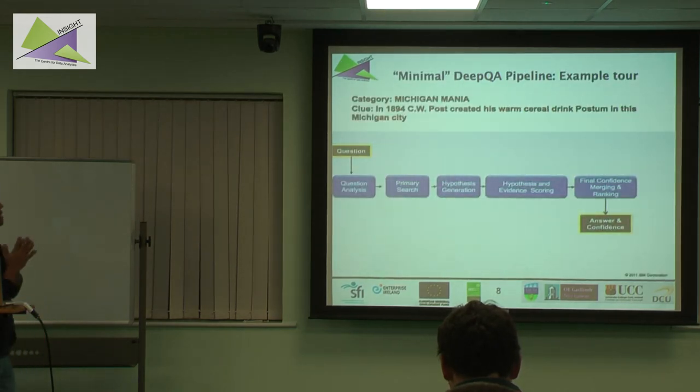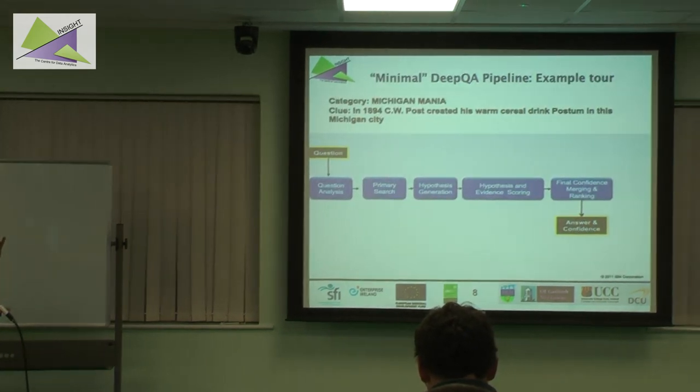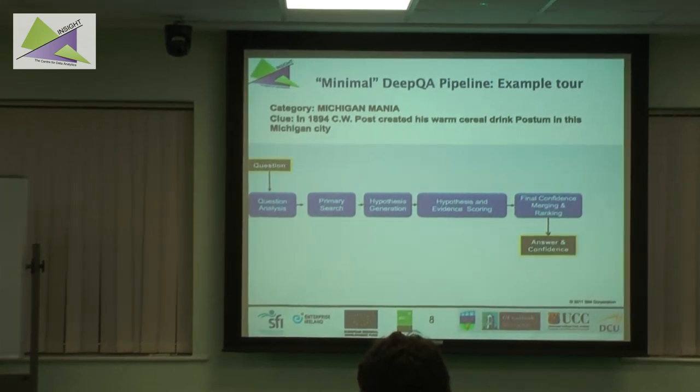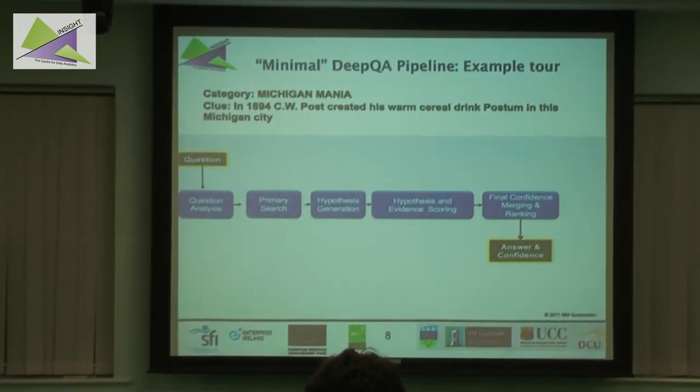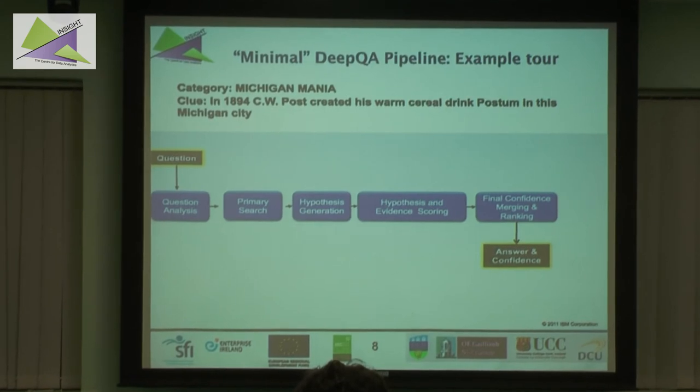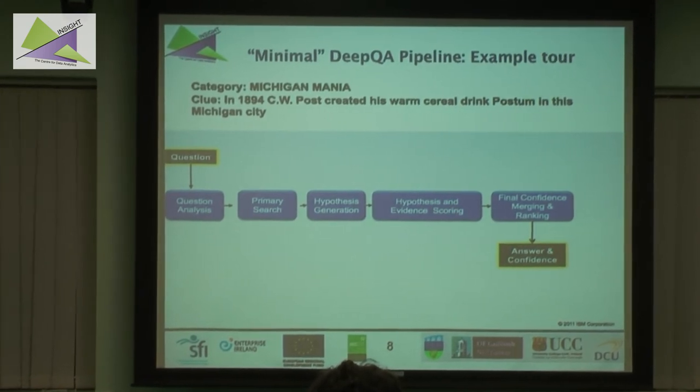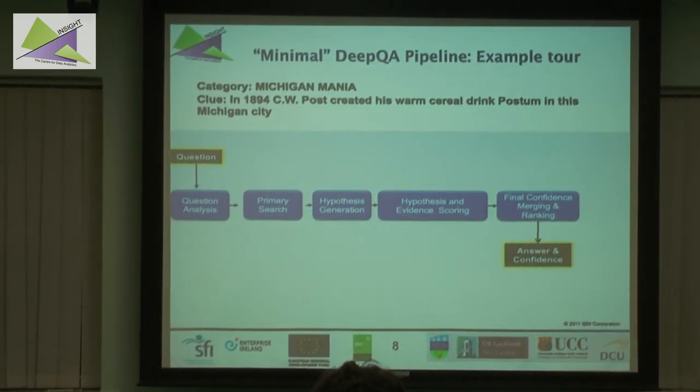So this is a minimal DeepQA pipeline I can show you for this particular question. The category is Michigan Mania, and the clue is: in 1894, C.W. Post created his warm cereal drink Postum in this Michigan city. Now I think you know the answer because I know the answer.